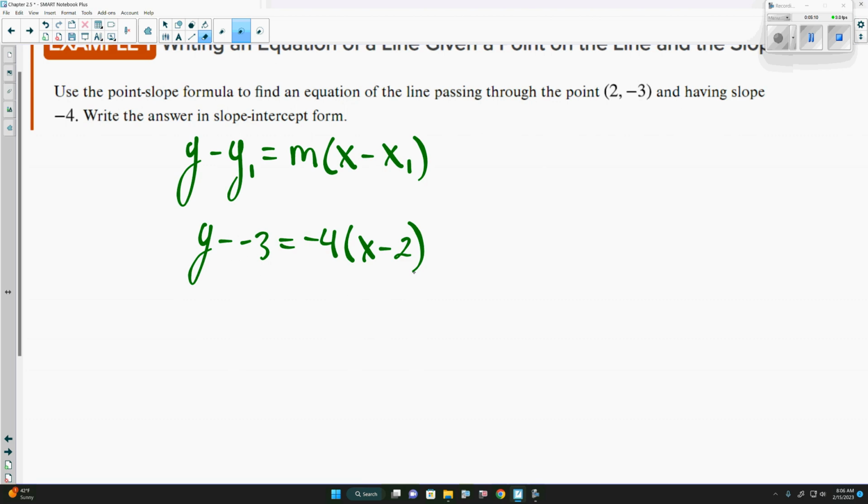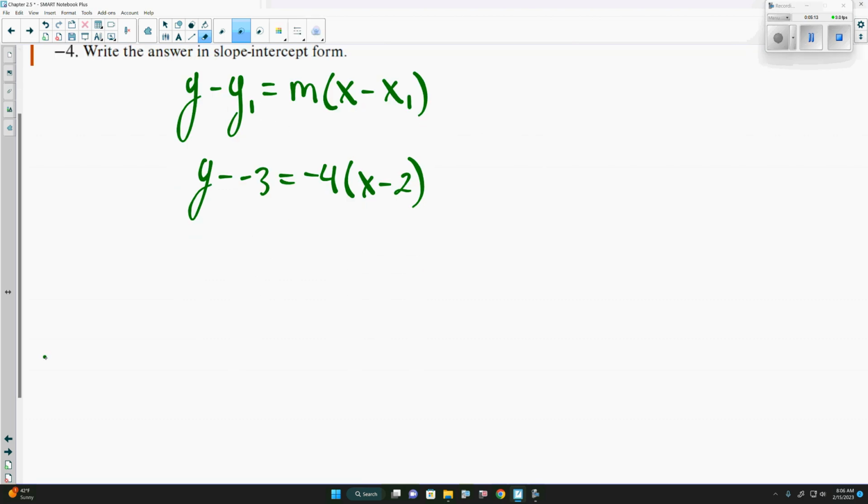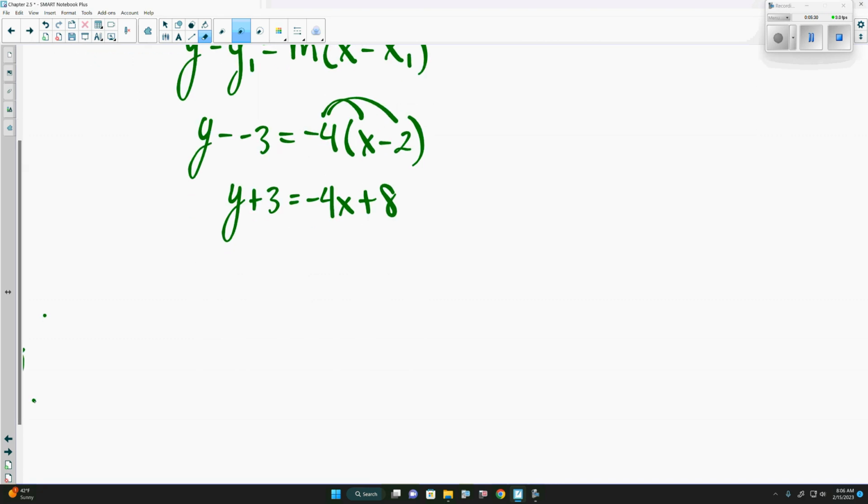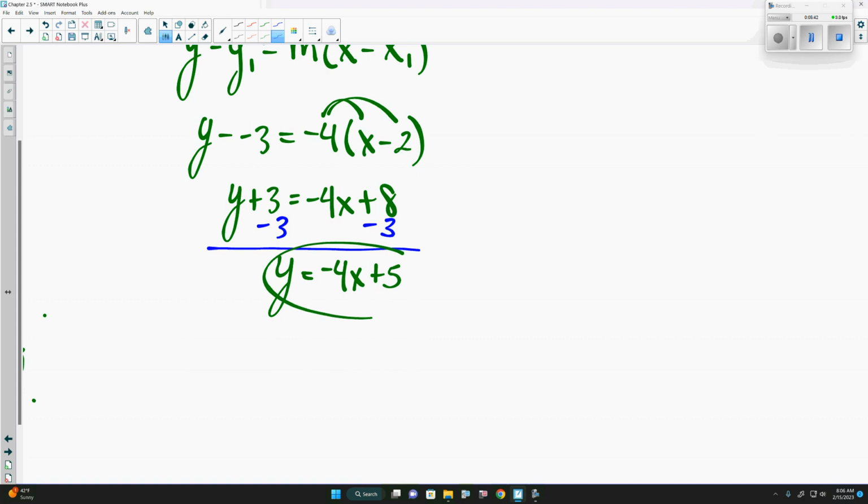Now we just need to get y by itself. We need to get it in slope-intercept form. So there's two things we can do. One, negative 3 is going to be plus 3. We can also distribute the negative 4, giving us negative 4x plus 8. Last but not least, we can subtract 3 from both sides, telling us y is negative 4x plus 5. And that's it.